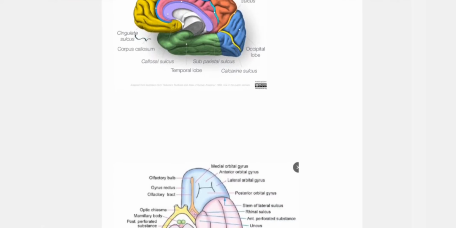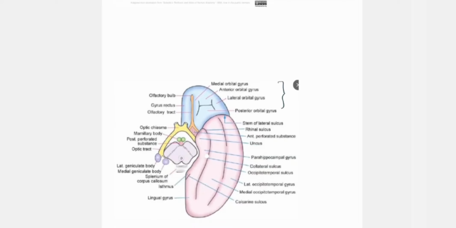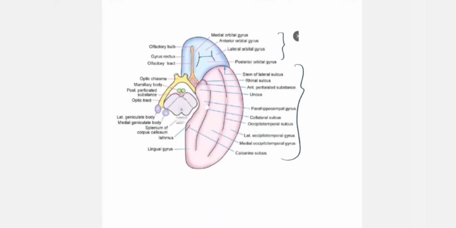This is the orbital portion, and this is the tentorial portion. These are the two regions of the inferior surface: the orbital portion as well as the tentorial portion. First, let's discuss the sulci and gyri of the orbital part. This is the orbital part and this is the tentorial part, and this is the inferior view.